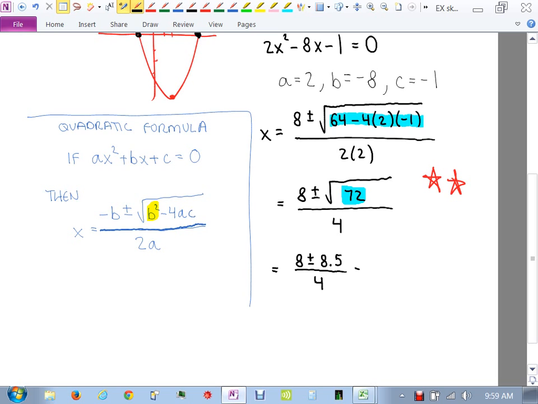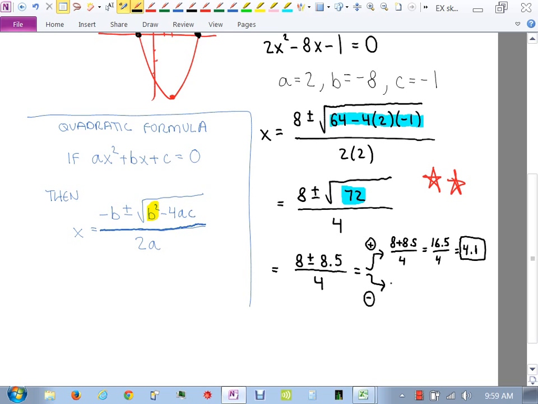Now do the top. Because I have to add it and subtract it, I'm going to have 2 possible answers. So here's where I come through with my positive scenario and my negative scenario. On the positive, I'm doing 8 plus 8.5. I'm dividing that by 4. That's 16.5 divided by 4, which is 4 point, what do you get? You want to go 4.1? Is that good enough? Okay, 4.1.